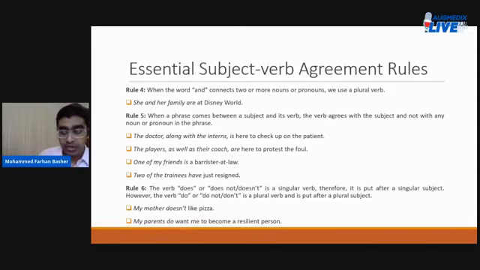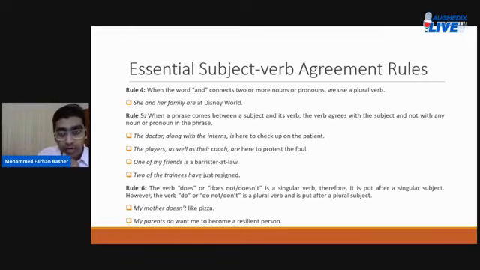Take a look at the third example under rule number 5. One of my friends is a barrister at law. Here in this case, don't get misled by the word friends right before the verb is, because the verb is not following the noun friends. Friends is, of course, a noun in this case, but here, friends is not the head noun. The head noun is, of course, the word one, right? So you've got many friends, and one of those many friends is a barrister at law.